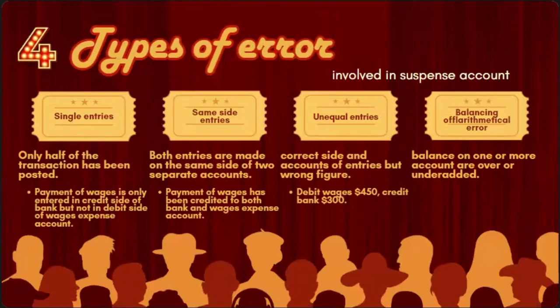Next is unequal entries, where the entries are on the correct side and accounts but with the wrong figure, like a debit to wages of 450 that is credited to the bank as only 300, so there is a 150 difference in the entry. And the last one is balancing or arithmetical error. It happens when the balance on one or more accounts is over or under added.